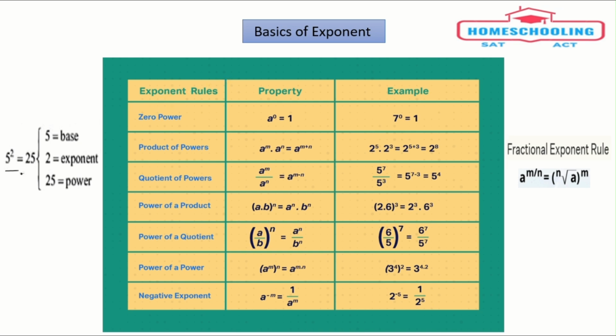So as we can see, 5 square is written here. So 5 is your base here, and the square, the 2, is called your exponent. And as we know, 5 square is 25. So the 25 is called the power. So this is the basics of your exponent.